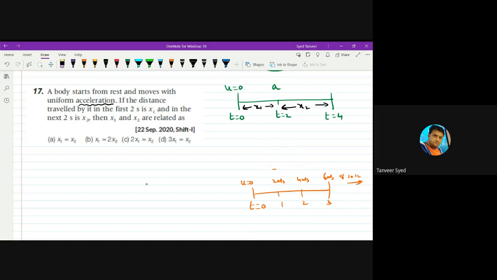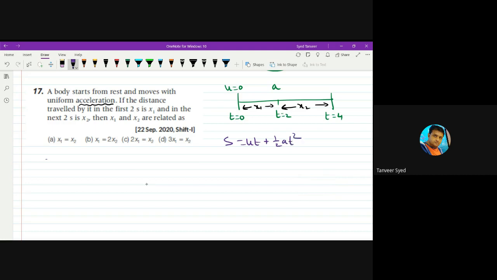Basic point. And it's option 2 sir. B. x1 equals 2. అది డబుల్ అవుతుందా, ఎంత అవుతుందా చూడాలి మనం. Let us see. How can I write x1 first? I will use s equal to ut plus half at square here.